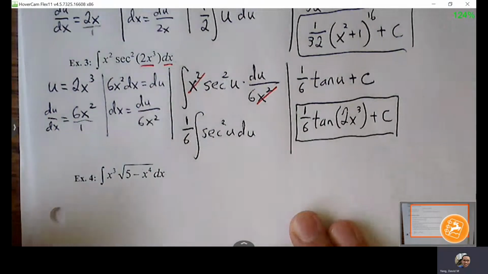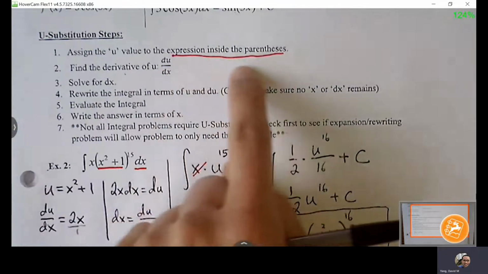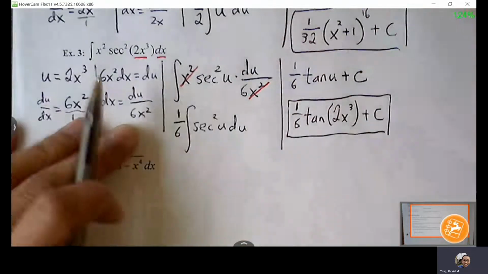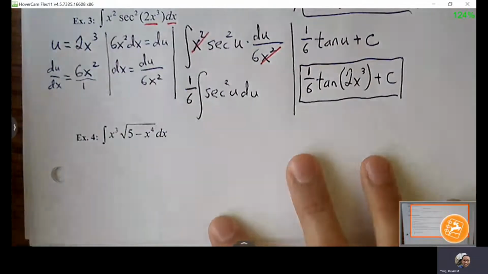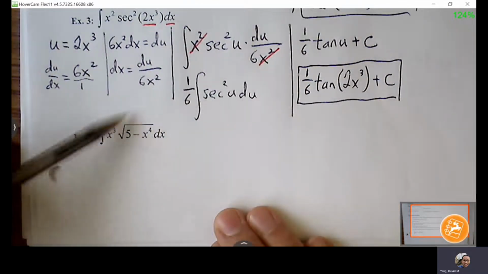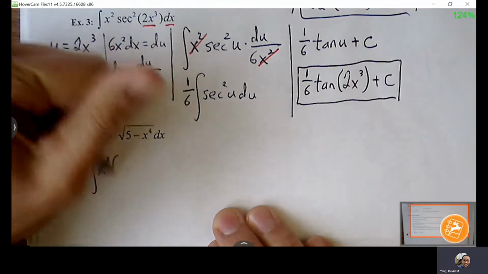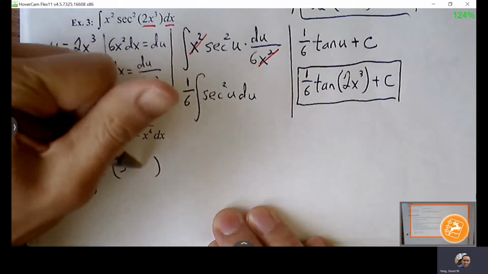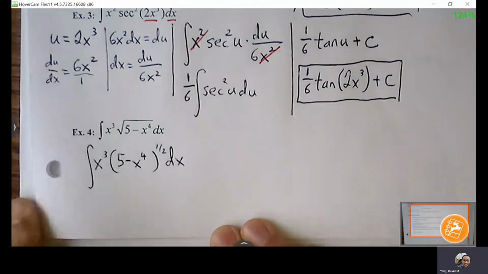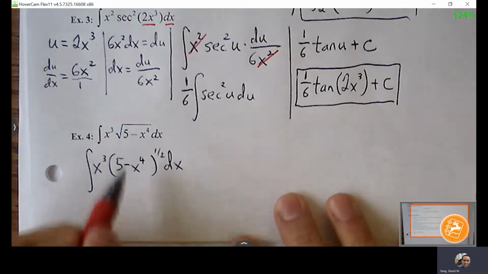So either way, though, we have to go through U-substitution. To get the U-substitution, though, we want to assign the U value to the expression inside the parentheses. I don't see a parentheses here, but can I create one without changing the value of my problem? Yeah, radical, convert it, right? Let's convert that radical to parentheses to the what power? 1/2. Okay, now that I have a set of parentheses, I know where to go for my U value.